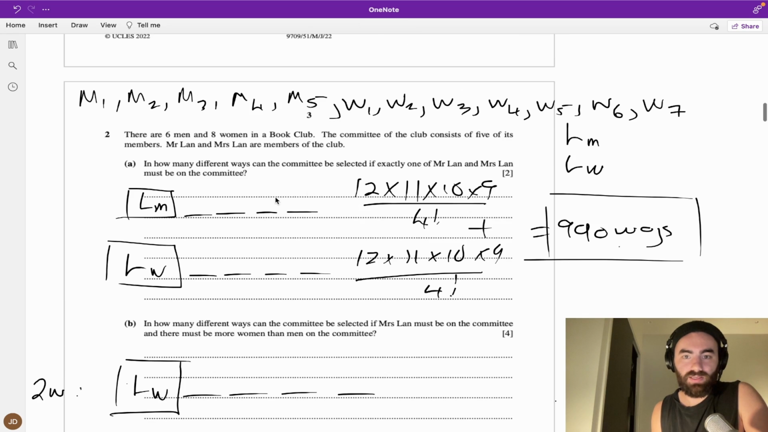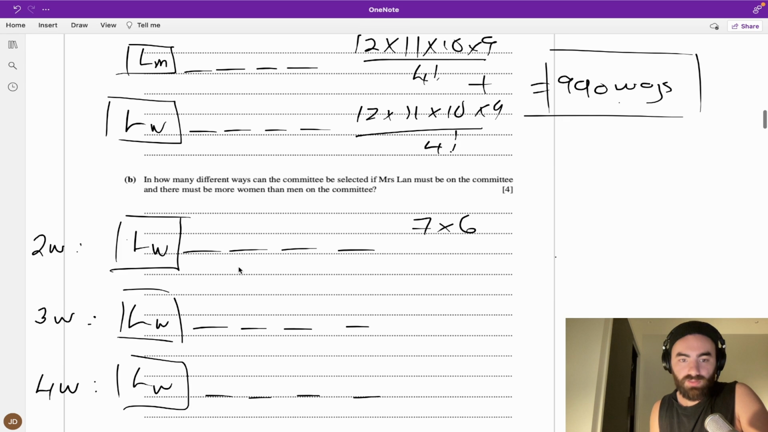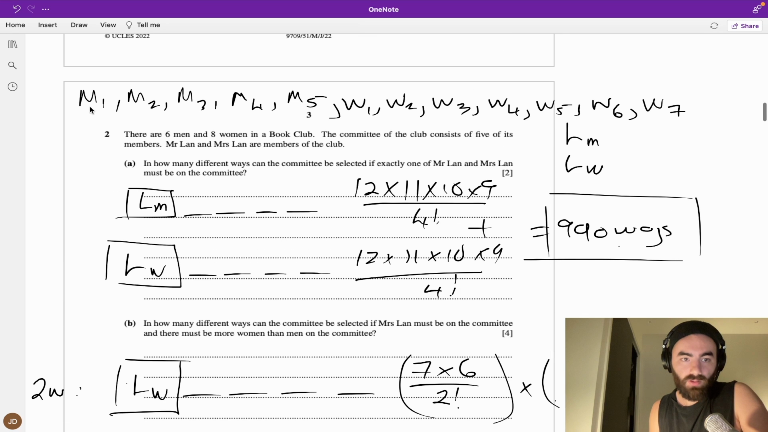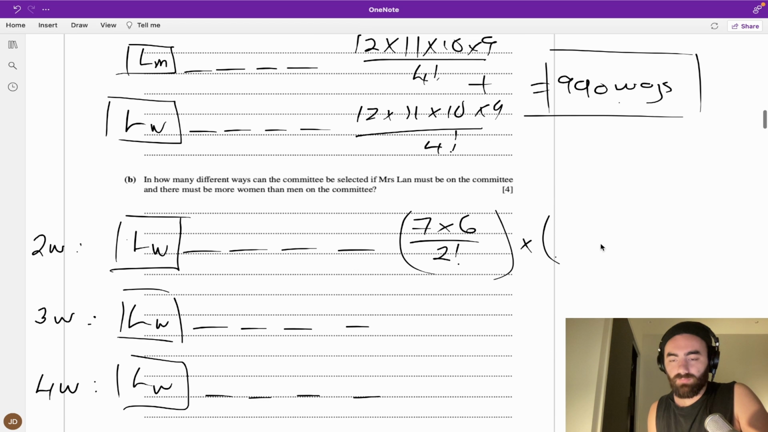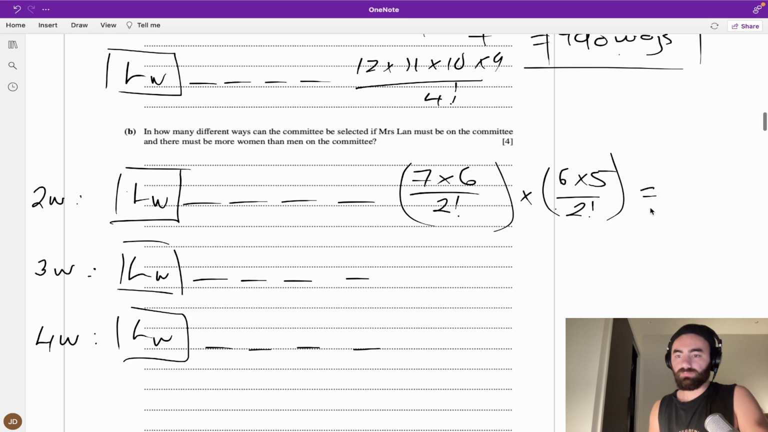How many ways can this happen? Well, we're selecting 2 women from 7. So another way to think about it, 7 times 6, and then divided by, obviously, woman 1, woman 2 is going to be the same committee as woman 2, woman 1, so we need to divide by 2 factorial. Multiplied by the selection of 2 men, which will be from 6, because we still have Mr. Lan. So it'd be 6 times 5 divided by 2 factorial. And if you put that in, you get 7 times 6 over 2 times 6 times 5 divided by 2, 315 ways.